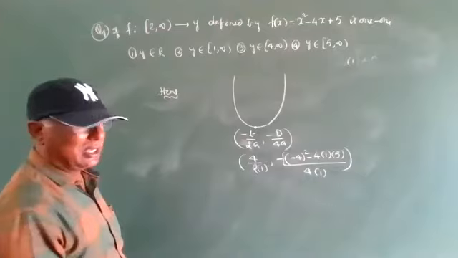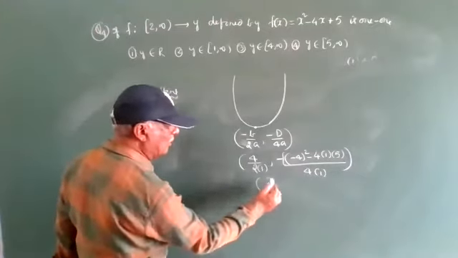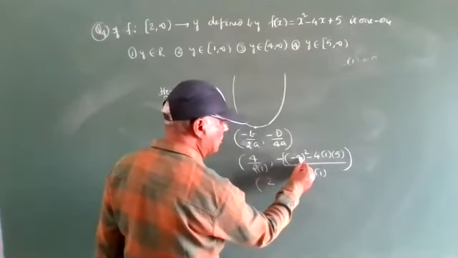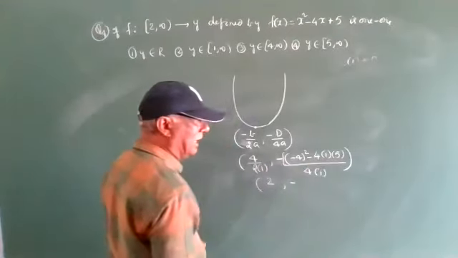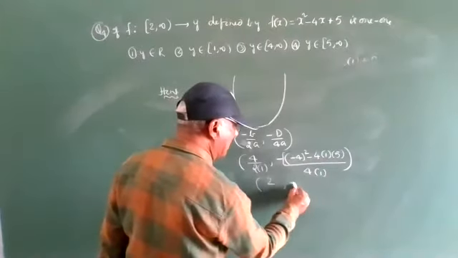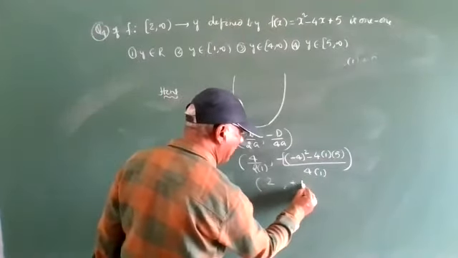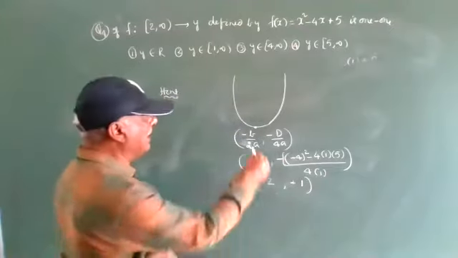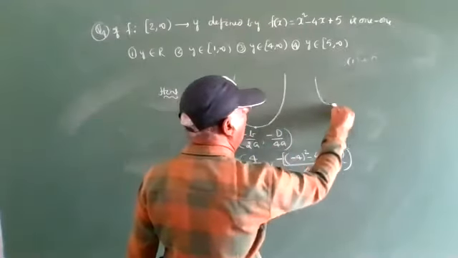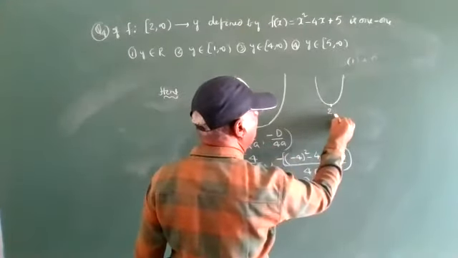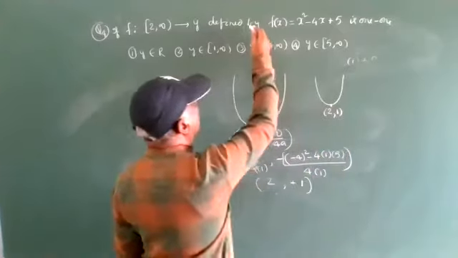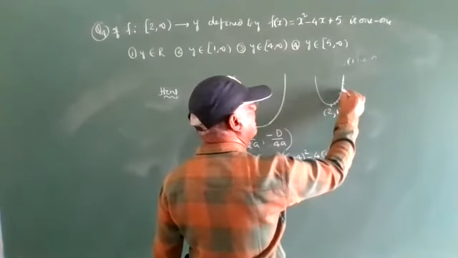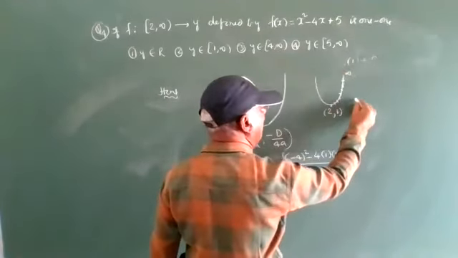Next, see, the 2 times cancel. Minus 16 minus 20 means minus 4, minus is plus 4 by 4, which is 1. So the x value is 2 and the y value is 1. The y value is required. The y value goes on increasing up to infinity.